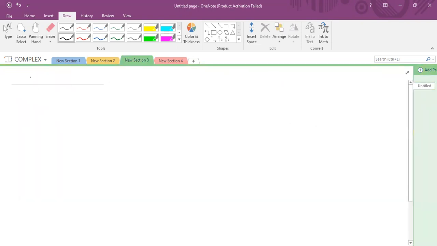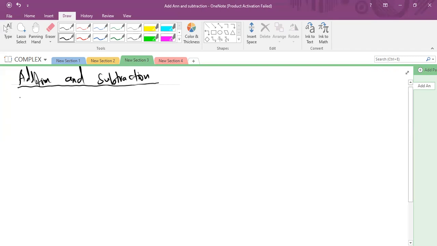Now, basic operations on complex numbers. So let's look at addition and subtraction of complex numbers. If you're given two complex numbers, the real part is added onto the real part and the imaginary part onto the imaginary part.